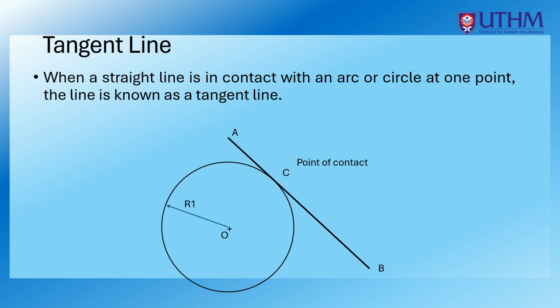C, we call it the point of contact. The straight line connecting point O to point C, we call it the normal line. And these lines are perpendicular to each other.